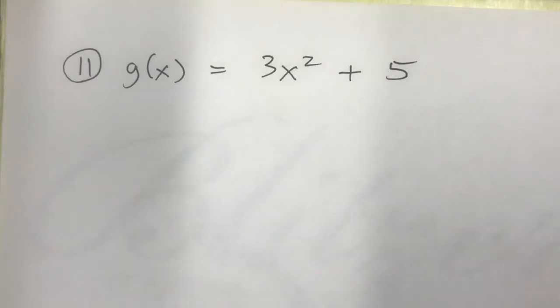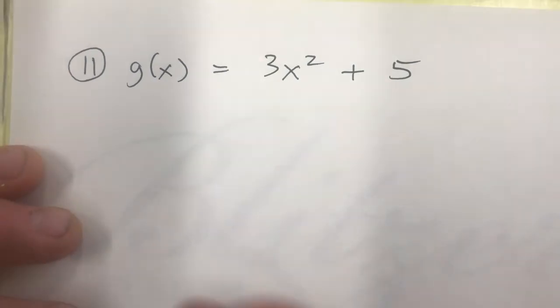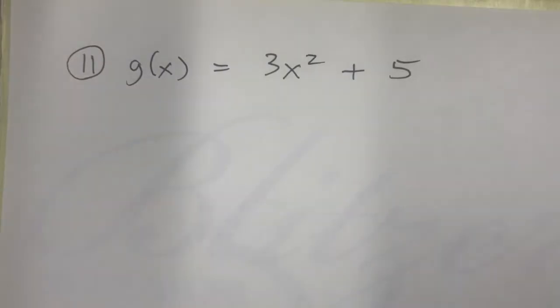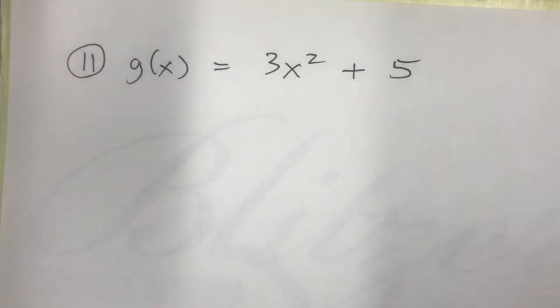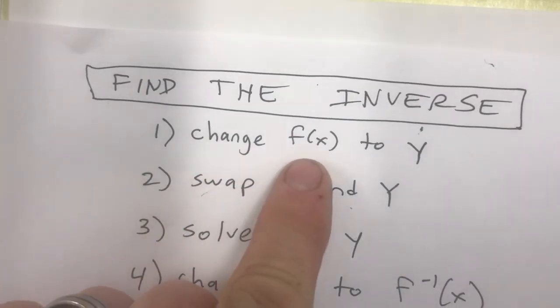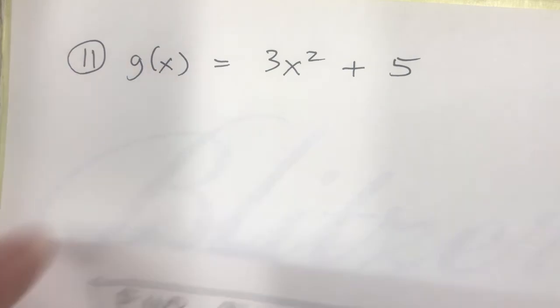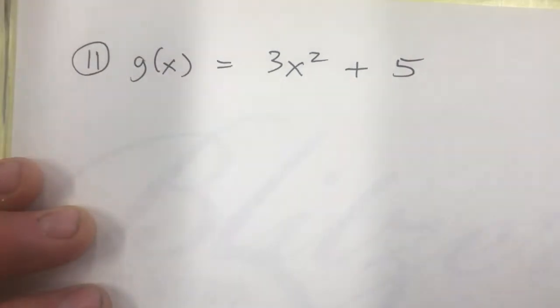All right, there's a couple more left. Now here we get into something that's a little bit different. We've got a square involved here. Same deal though, same 4 steps. So first thing we do is we change f of x to y. Well, this time it's g of x. I'm going to change it to y.